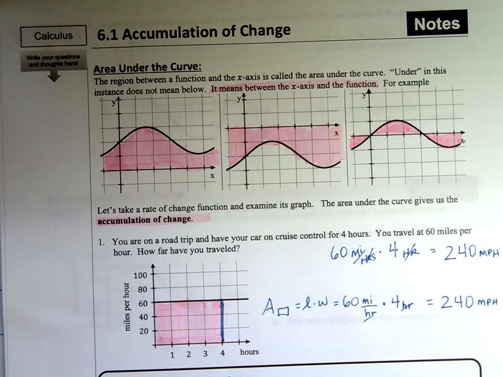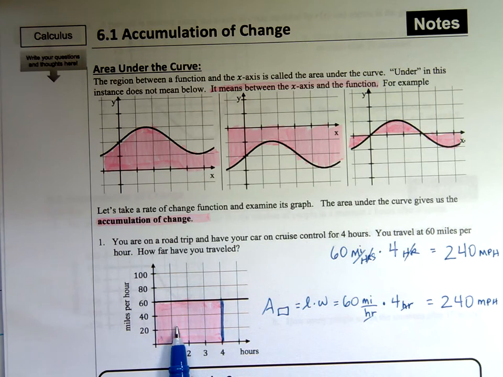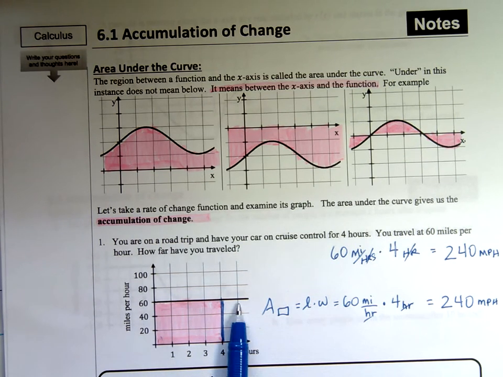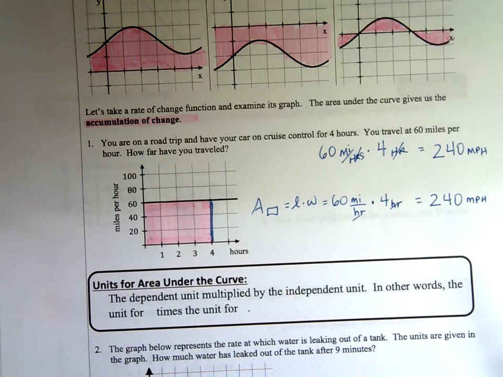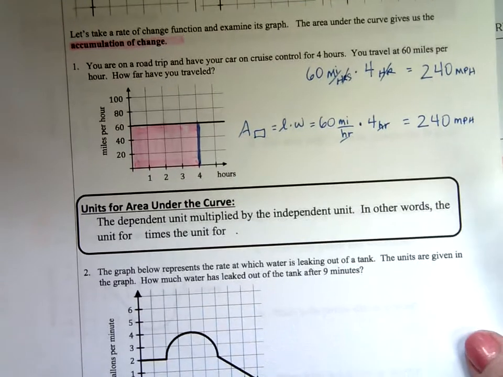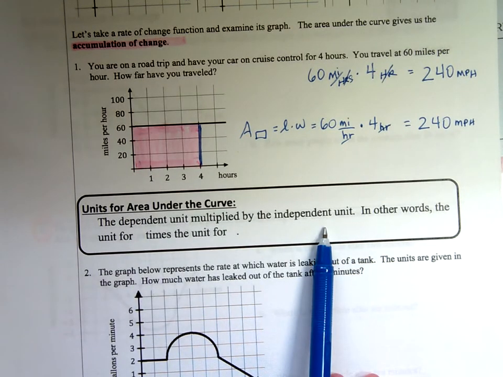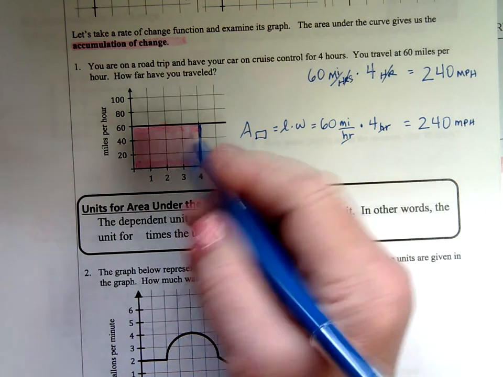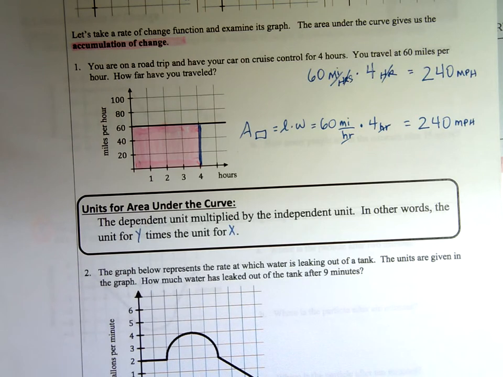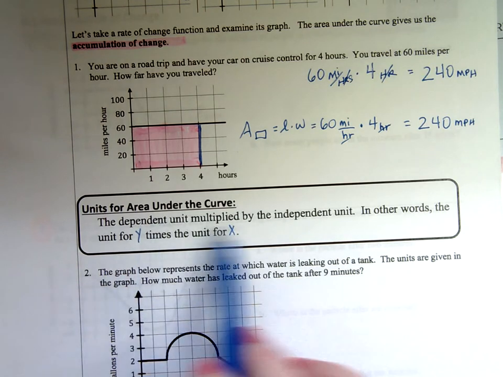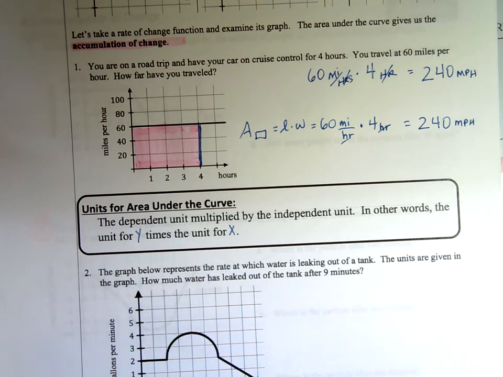So you can look at it logically, or you can look at it graphically and come up with the area between the function and the x-axis. That's an accumulation function. So the units for the area under the curve, you notice that the hours in our case canceled each other out. So the dependent unit multiplied by the independent unit, in other words, the unit for y times the unit for x. Those are the two blanks in that bubble. This may be kind of confusing the way that it's written. Let's take some examples and you'll see it in action, and I think it'll make a whole lot more sense.